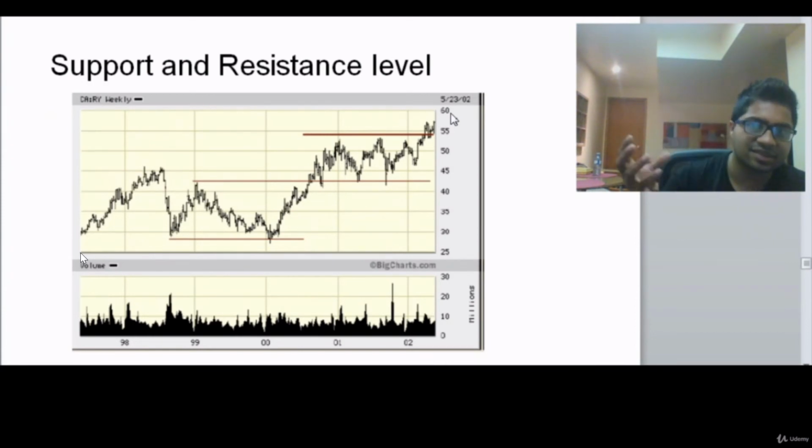In the same way, resistance is a price point at which people start selling. They sell because prices have become attractive to sell. Since they are selling, the supply increases, and when supply increases, price falls. We identify resistance by looking at the past for previous highs. So the previous high that the stock has achieved acts as a resistance. Approximately this is the previous high, so it is acting like a resistance.